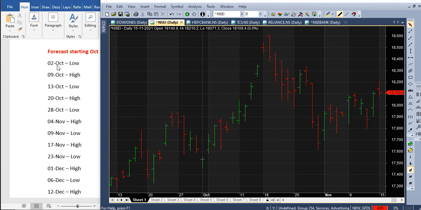So the first forecasted pivot is 2nd of October, which should be a low, and 9th of October is a high. So let's see. We have a low here on 1st of October, and then we have a high here on 11th. We can take that.